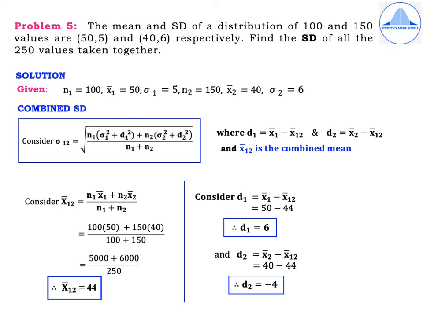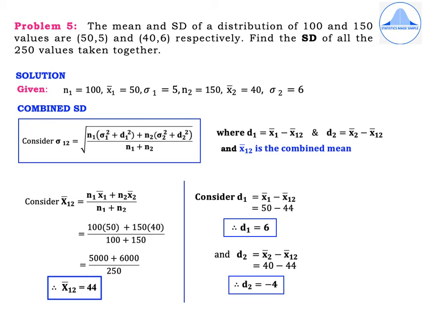Problem 5. The mean and standard deviation of a distribution of 100 and 150 values are 50, 5 and 40, 6 respectively. Find the standard deviation of all the 250 values taken together. In this problem, we have two sets of values which are given. The first set has 100 values and the second set has 150 values. We need to find out the combined standard deviation of all the 250 values taken together. So the mean and standard deviation of the first set and of the second set are given within brackets.